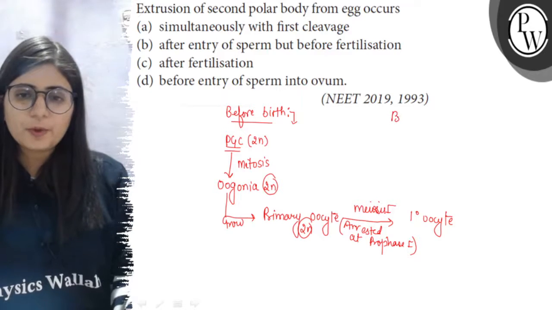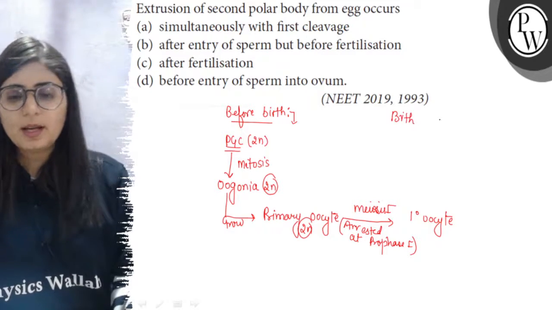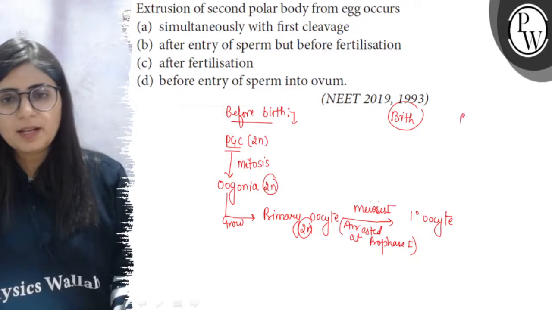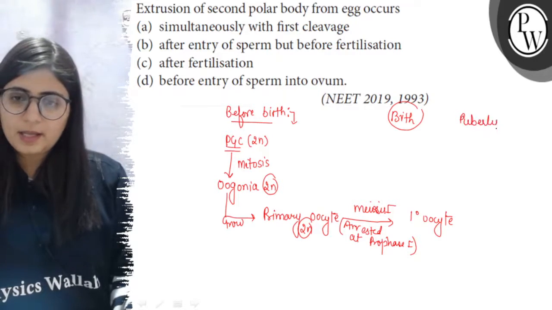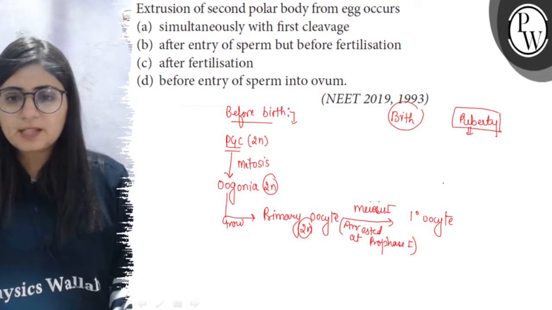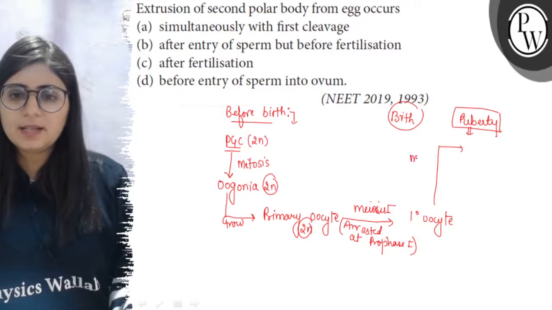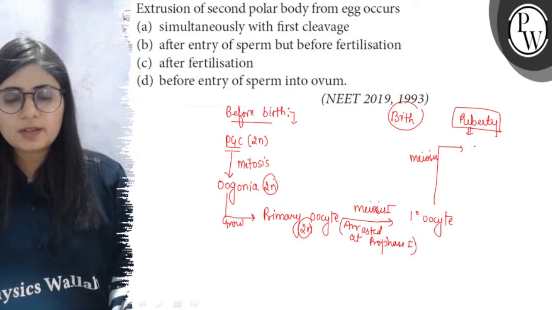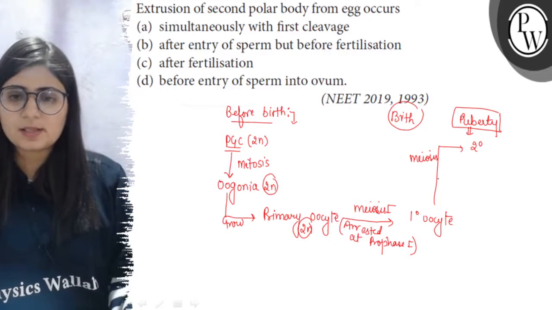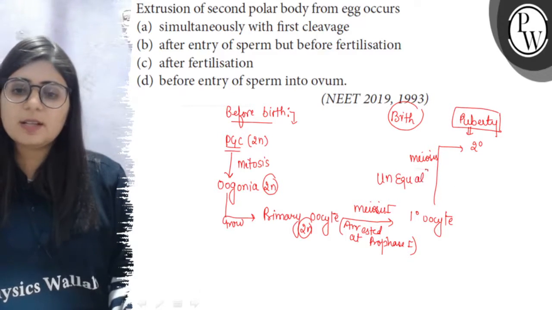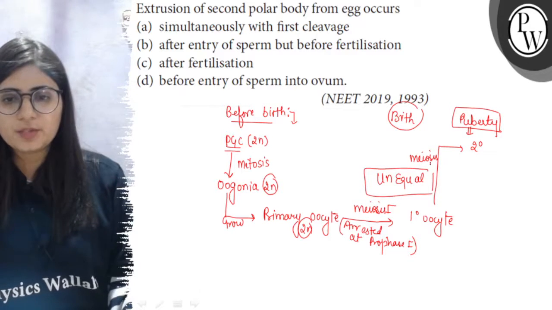Now the female is born. After birth there will be puberty, meaning the reproductive phase will begin, and this is the time when the primary oocyte will complete meiosis 1. Meiosis 1 is completed and results in the formation of two cells, as it is an unequal division.